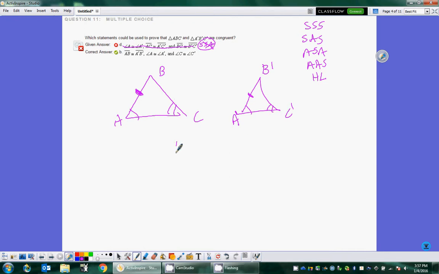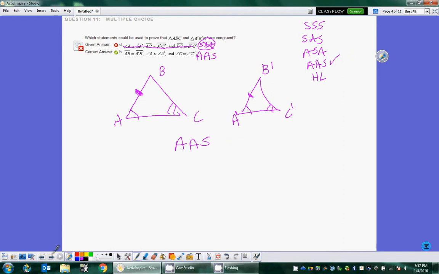Another thing that's popular with these: if you ever get a triangle, make a bow tie. 9 times 10, you're going to have angles used there as well. That was the last example.